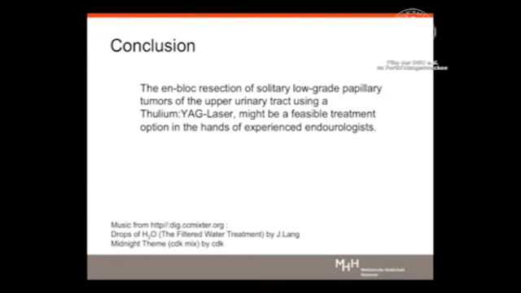The en-bloc resection of solitary low-grade papillary tumors of the upper urinary tract using a Thulium YAG-Laser might be a feasible treatment option in the hands of experienced endourologists.